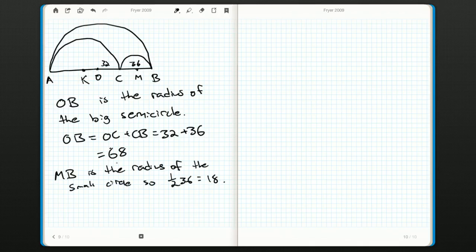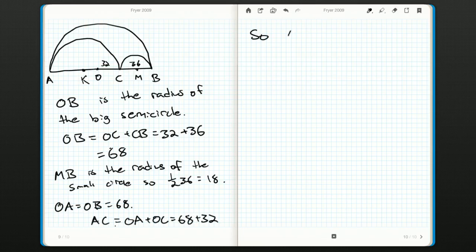So we know that OB is 68. Now OA is equal to OB, which is 68. And we want AC. Well, AC is OA plus OC. We know these two values now. 68 plus 32, so AC, which is the diameter of the medium circle, is 100.